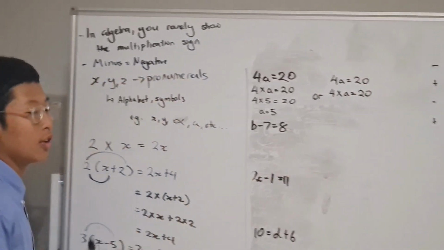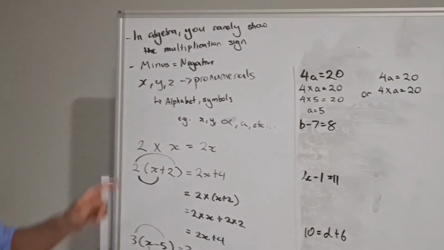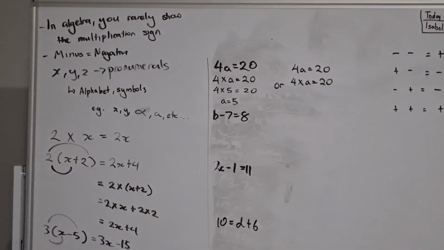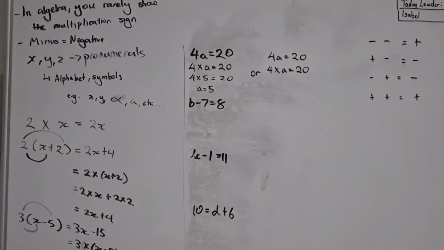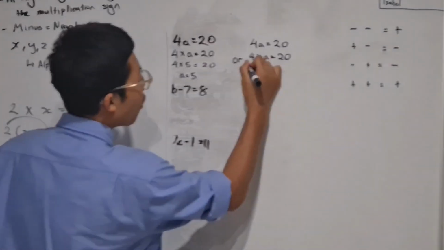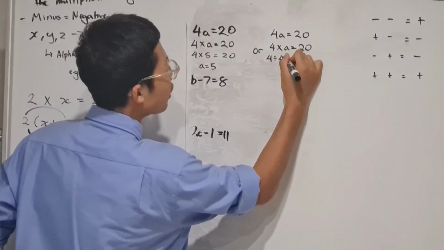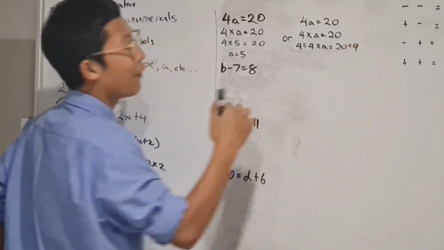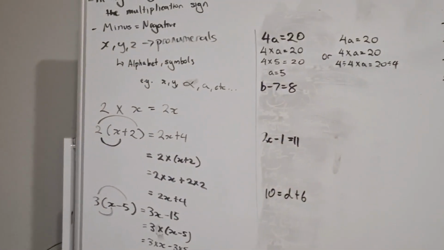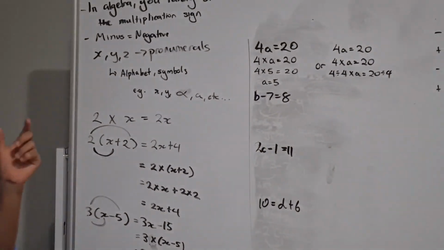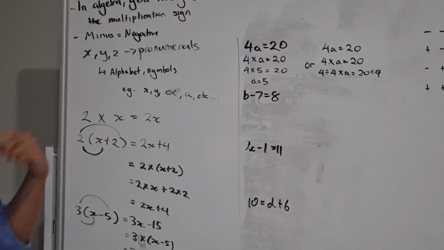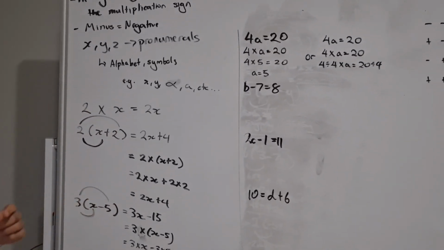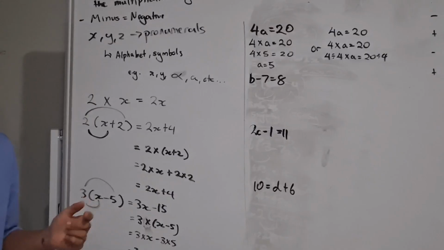So usually, how can you get rid of 4? What's the opposite of timesing 4 to something? Divide. Dividing by 4. So 4 divided by 4 times a equals 20 divided by 4. In algebra, this is one important rule: if you do something on one side, you have to do it on the other side. If you plus 1 on one side, you plus 1 on the other side. If you divide by 10, you divide by 10 on the other side.